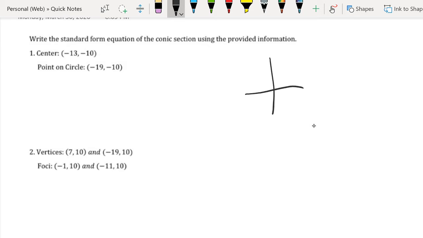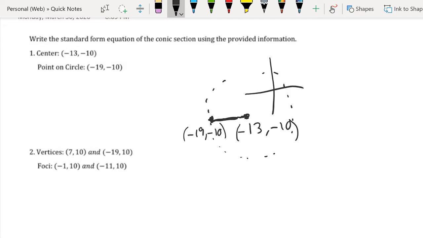So we have a center at negative 13, negative 10, which is going to be somewhere right here. So negative 13, negative 10. And then a point on the circle, well, that means we have a circle. So it's at negative 19, negative 10. So it's out here somewhere at negative 19, negative 10. Well, if they gave us 2 points and they're both comma negative 10, that means that they actually just gave us the radius as well. So the circle is going to look something like this, more or less. And then that's the radius.